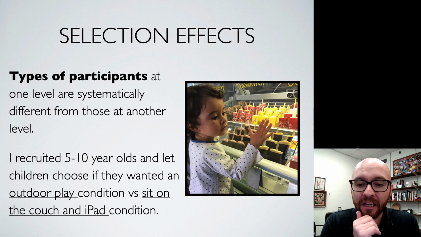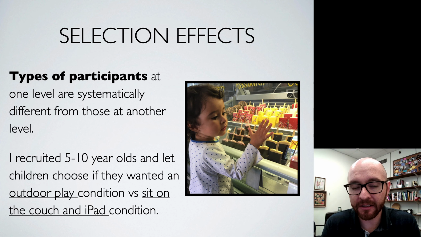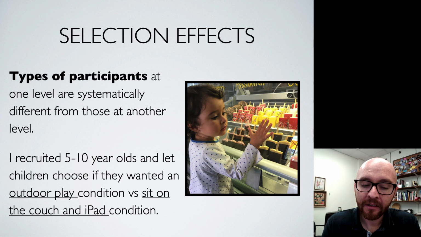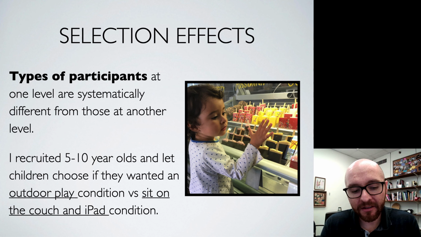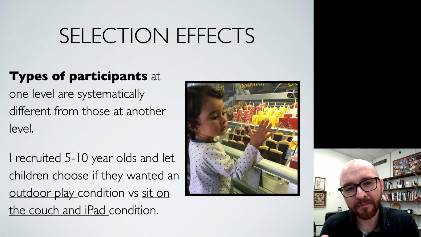Now let me give you another example of why self-selection is an issue in a study design. Let's say I had a study where I recruited 5 to 10-year-olds and I let children choose if they wanted to do outdoor play or sit on a couch and use an iPad. Okay. And let's say I had this age range that was from 5 to 10 years of age. Let's say we go a little bit older, up to 13.